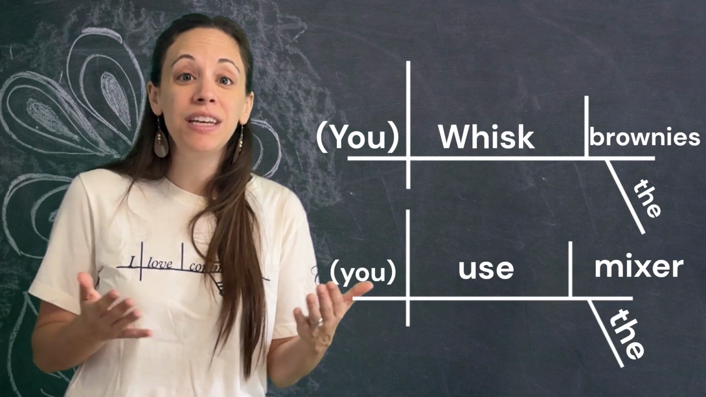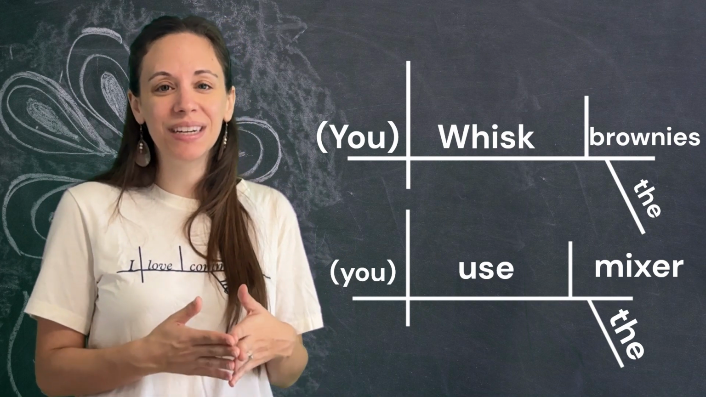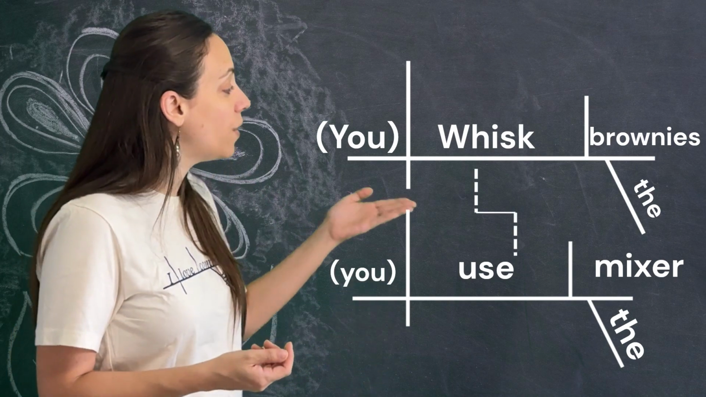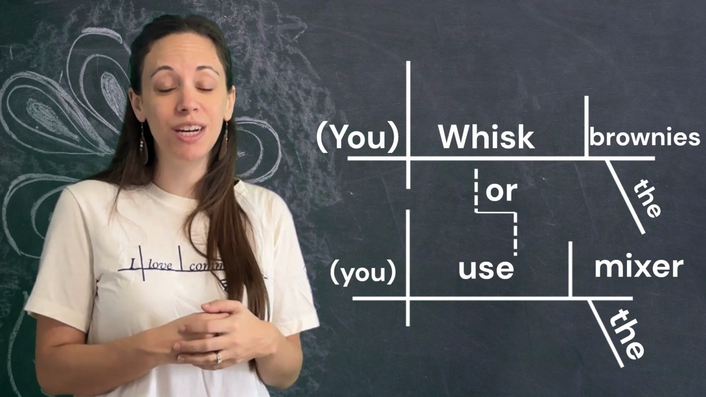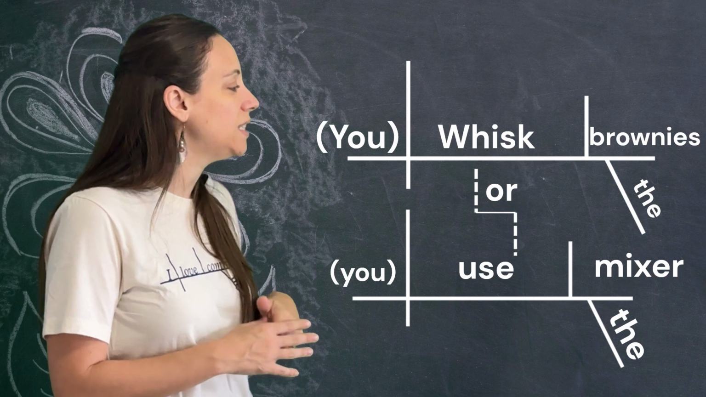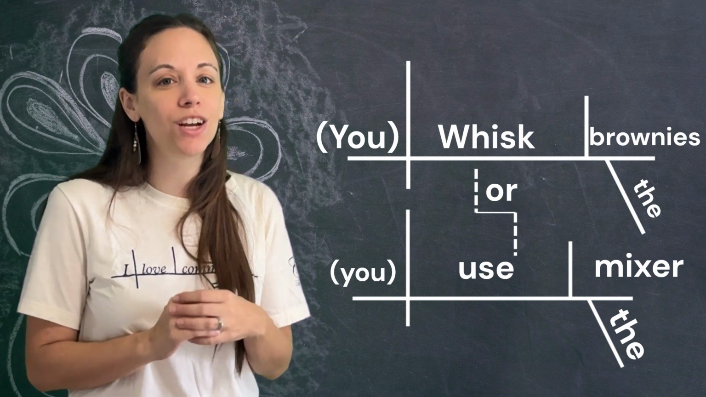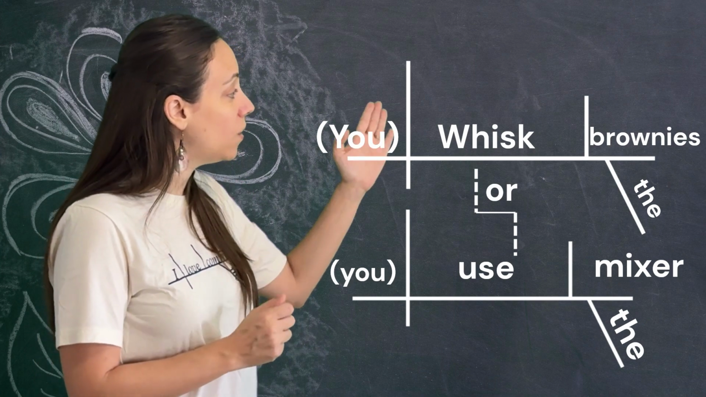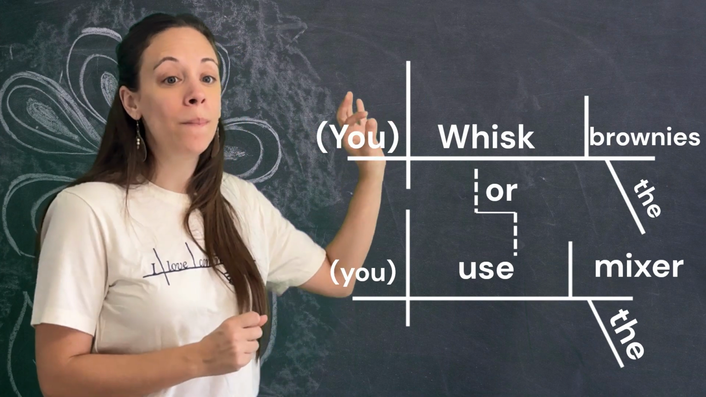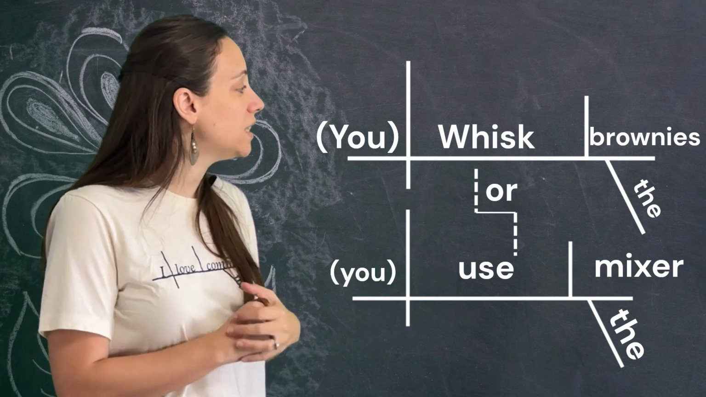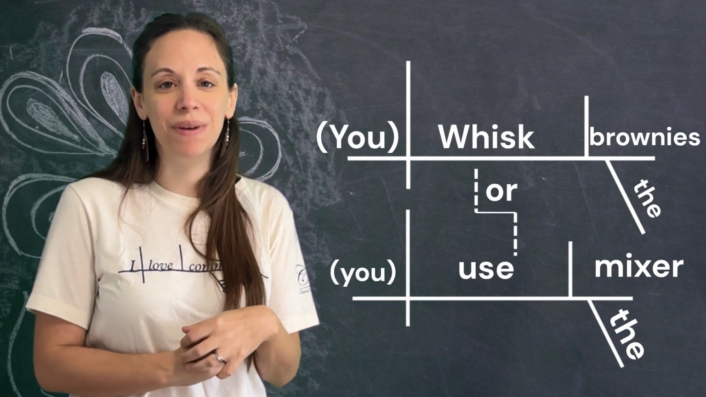The only thing left is our fanboys coordinating conjunction or, and they always get to sit on a special seat. So that's going to be right in between our two independent clauses, or is going to sit right on the special seat. And we're always going to connect our independent clauses by their verbs. So in this case, we're going to connect with dotted lines from whisk down to use, and or is going to sit on its special seat right in the middle.